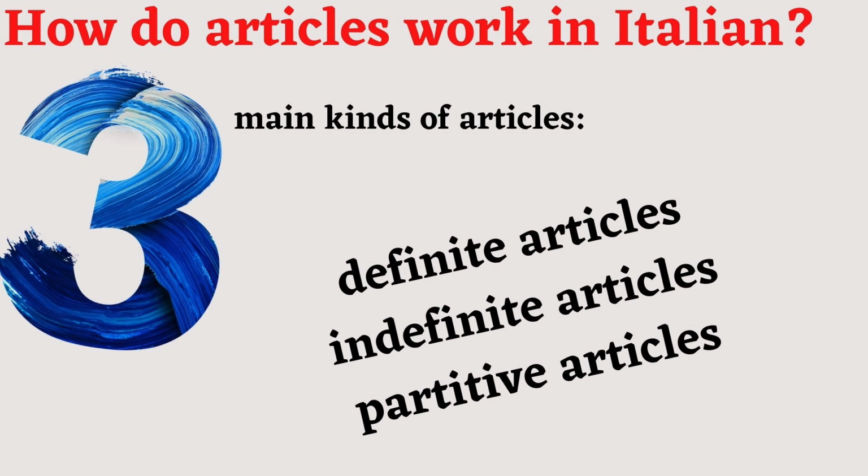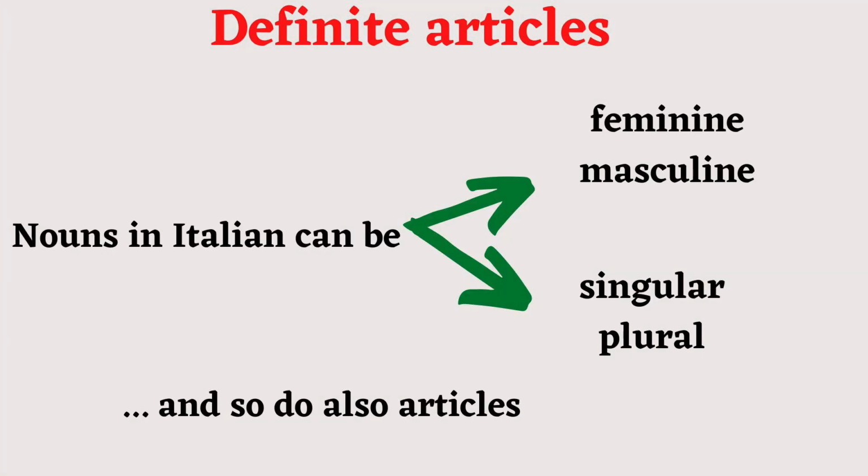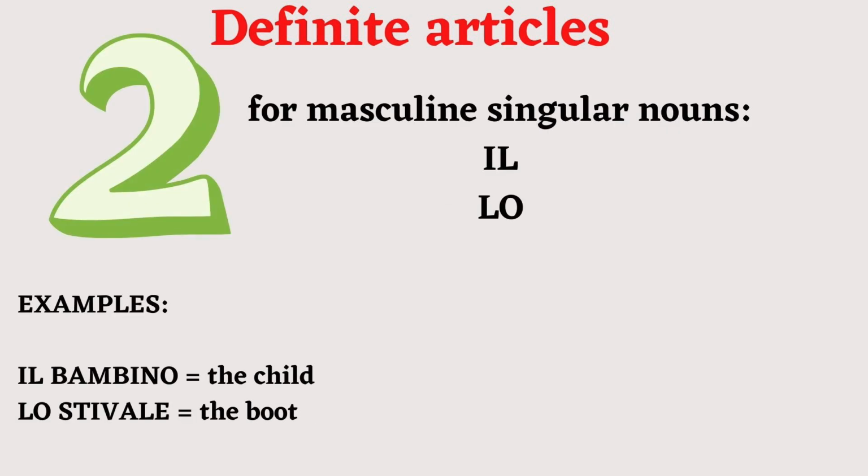Let's start by saying that we have three main kinds of articles: definite articles, indefinite articles, and partitive articles. Today, we'll start with definite articles. Let's just clarify that nouns in Italian are feminine or masculine, and they can be singular or plural, and so do articles. There are two articles for masculine singular nouns, which are il and lo. For example, il bambino and lo stivale.